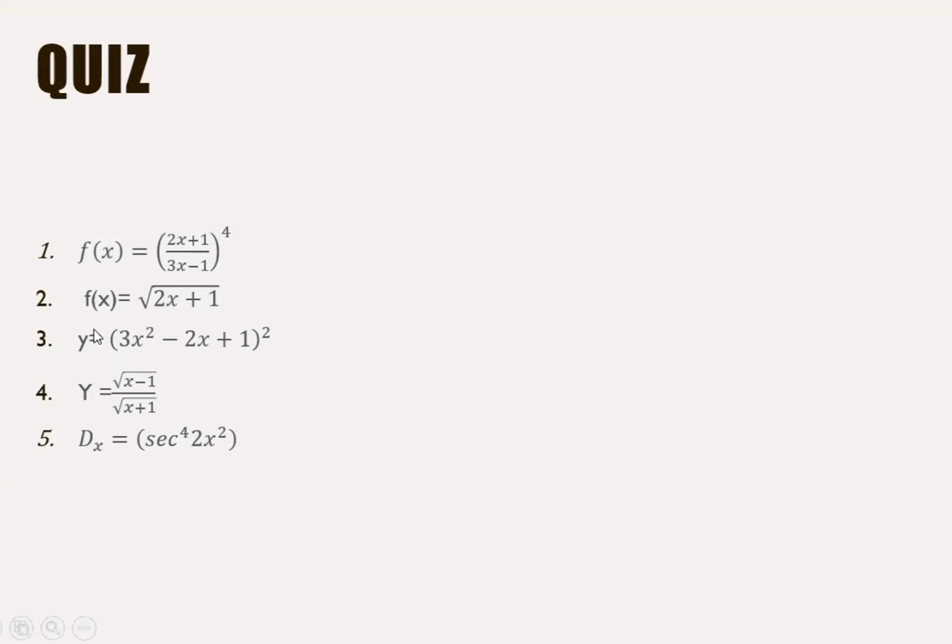Next, number 2, f of x equals the square root of 2x plus 1. Change this one to exponential form. Then, number 3, y is equal to 3x squared minus 2x plus 1, to the power of 2. So u to the n, then times the derivative of your u. Number 4, y is equal to the square root of x minus 1 over the square root of x plus 1. And number 5, find the derivative with respect to x of secant of 2x squared raised to the power of 4.